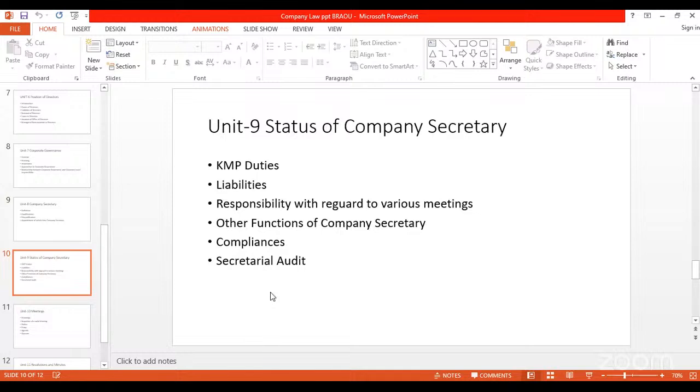Clear? Well, next thing over here is rights and powers of company secretary.